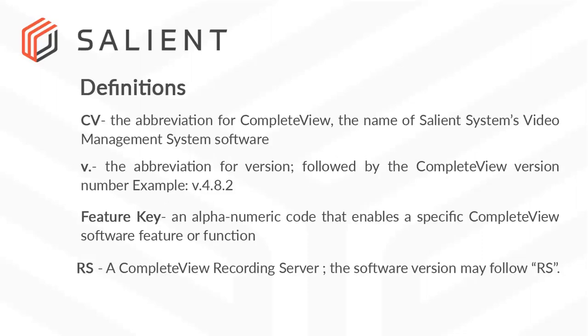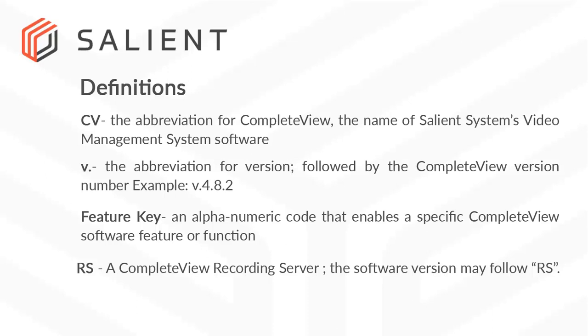These 4 definitions will help clarify the coming slide abbreviations, text, and audio. CompleteView version 4 mentioned in the audio or in the text is meant to include all versions of CompleteView that precede version 4.8. CV is the abbreviation for CompleteView, the name of Salient Systems Video Management System software.